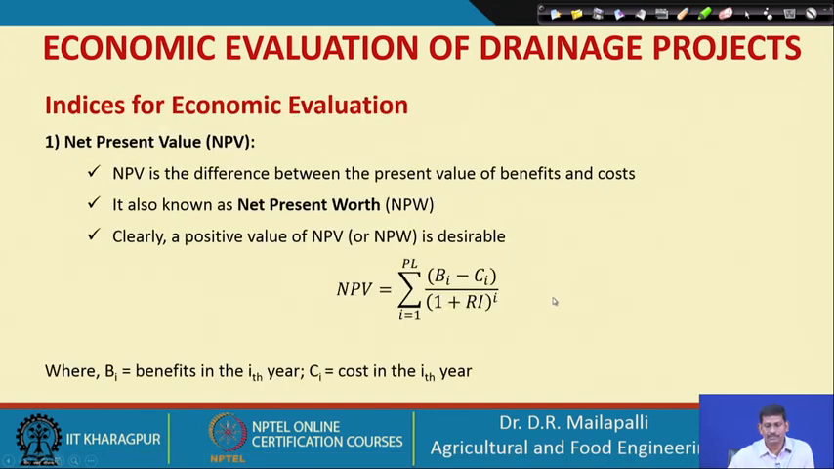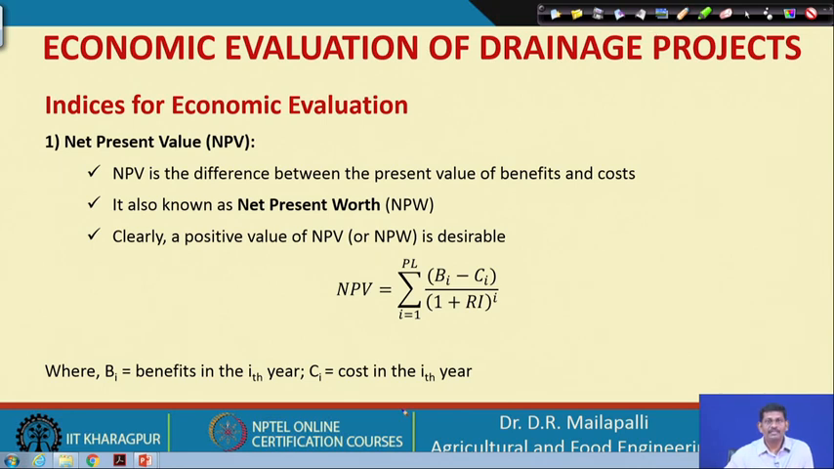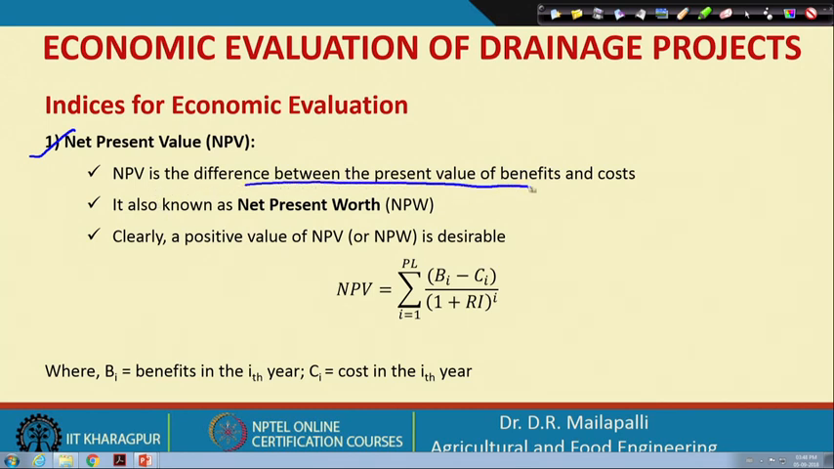You can find out the inflation factor from the table. Then there are financial economic indicators through which we can decide whether the investment is really beneficial or not. One is the net present value, NPV, as we call it. NPV is the difference between the present value of benefit and cost. That is, the present value of the difference between the benefit and cost.